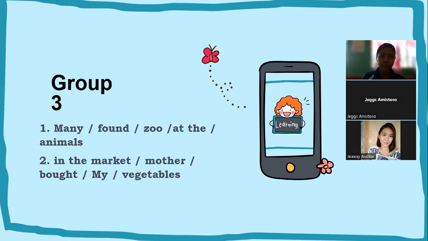And the last group, we have Liam's group. Okay, teacher, the number one words are many, found, zoo, at the, animals. Our answer, teacher: many animals found at the zoo. And the next, number two. The words are in the market, mother, bought, my, vegetables. Our answer: my mother bought vegetables in the market. Very good. I think you all understand our lesson for today.